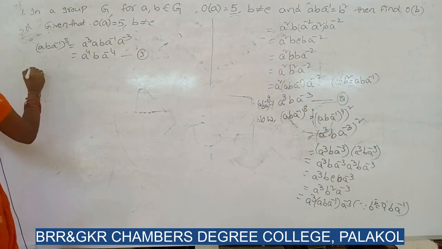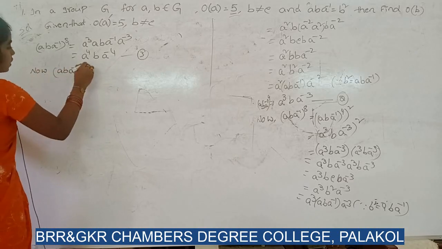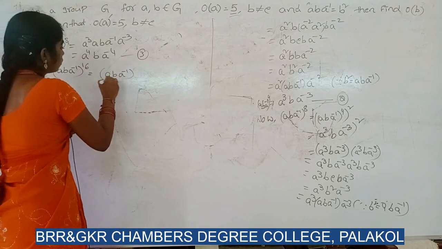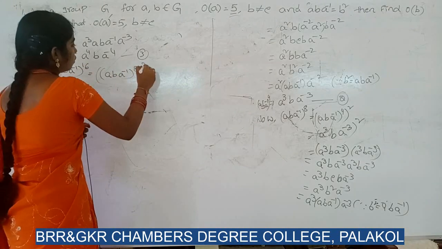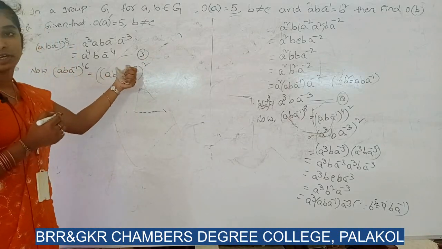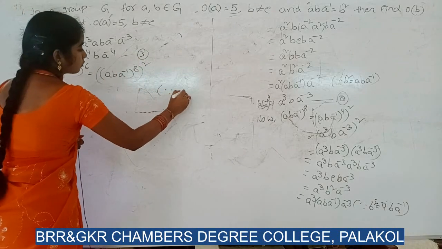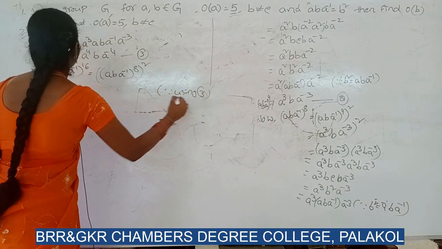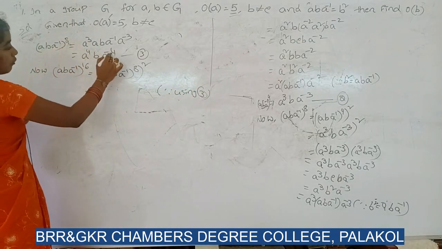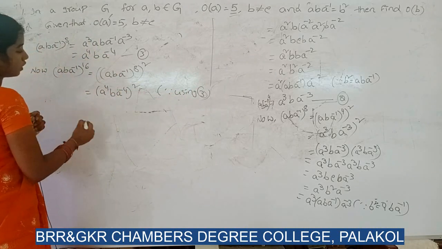So next, (ABA inverse) whole power 16. So this can be written as (ABA inverse) whole power 8, whole square. So already by using 3, (ABA inverse) whole power 8 can be written as A power 4 B A power minus 4, (A power 4 B A power minus 4) whole square.